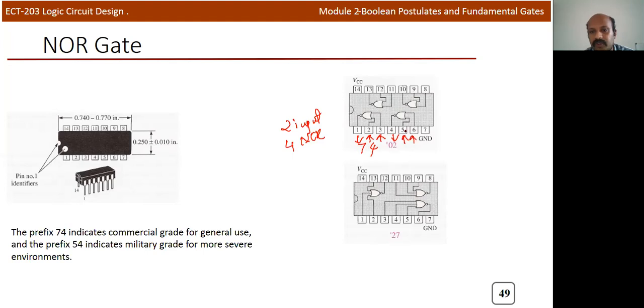So here 5 and 6 are inputs, 4 is the output. Here it is ground, that's the same. But here you can see inputs 8, 9 and output 10, inputs 11, 12 and output 13. Okay, the direction is opposite because the layout is different in the case of the NOR gate. So it's very important: the 7402 layout. And this is a 3 input NOR gate, 7427. If you take this particular IC, it contains 3 NOR gates.